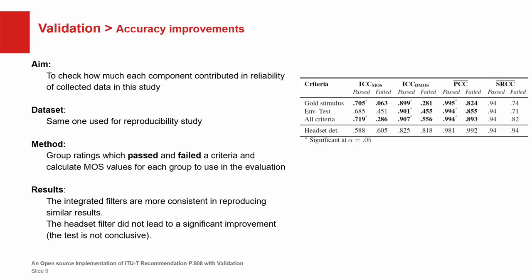We also looked at the effect of each component on the accuracy of the previous study. Simply, we calculated the MOS values using the votes which passed and the votes which failed a filter. For some filters, the number of failing votes was too small, so we did not consider them in this evaluation. Results showed that when all filters are used, the toolkit is more consistent in reproducing similar results. Meanwhile, the headset test did not lead to a significant improvement.